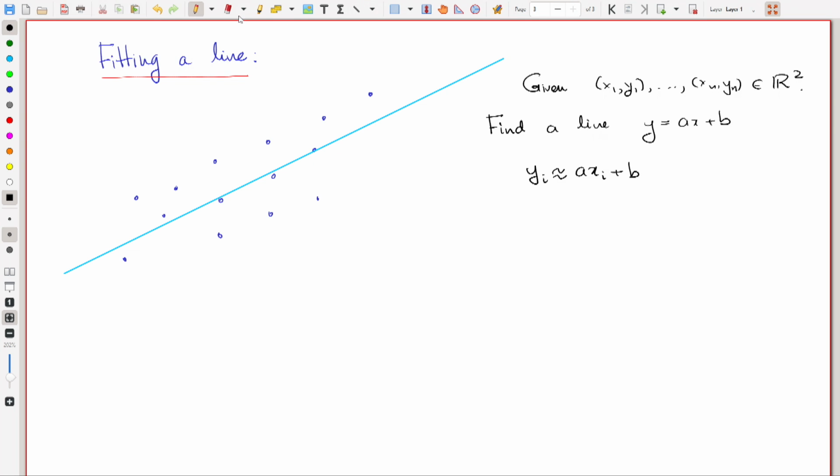But it could be that y I is greater than a x I plus b, or y I is less than a x I plus b. So, we will just take this difference, y I minus a x I plus b, in absolute value, and we will take this sum, I goes from 1 to n, such that this is minimum.